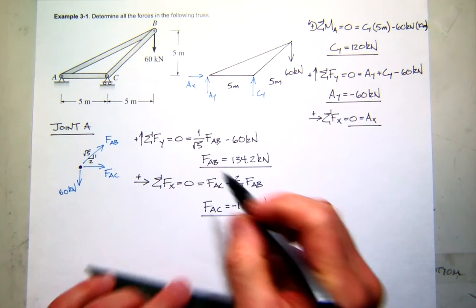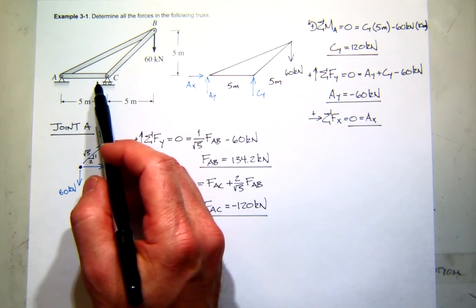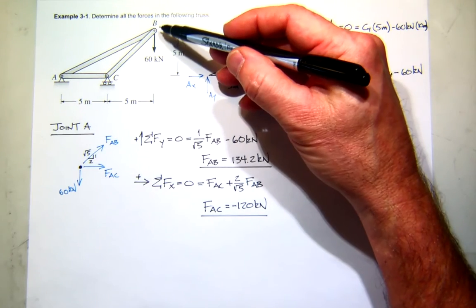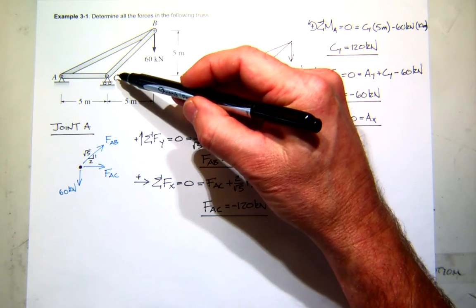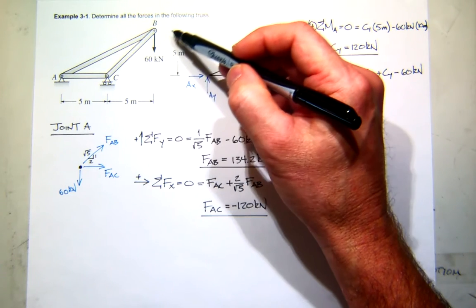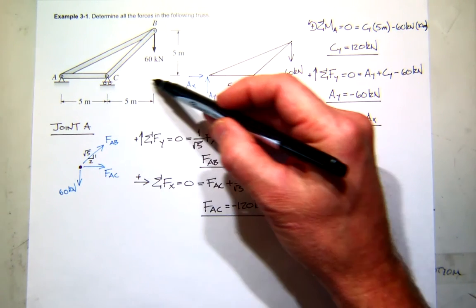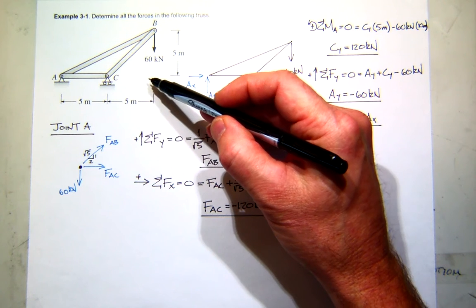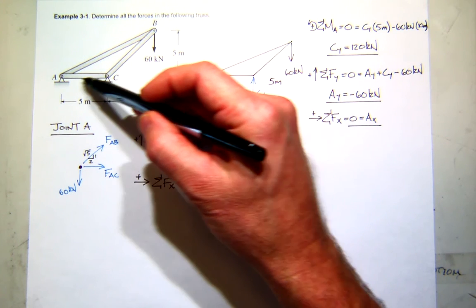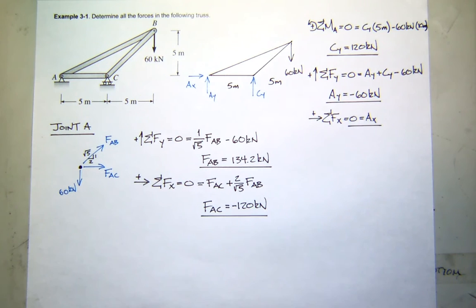Does it make sense that AC is in compression? Well, think about that. When you pull this down, what do you think is going to happen to BC? It's going to get shorter or longer? Shorter. And as it gets shorter, is C going to move to the left or to the right? It's going to move to the left. So as it moves to the left, that means AC should get shorter. Compression. So you should be able to kind of get a sense for that.